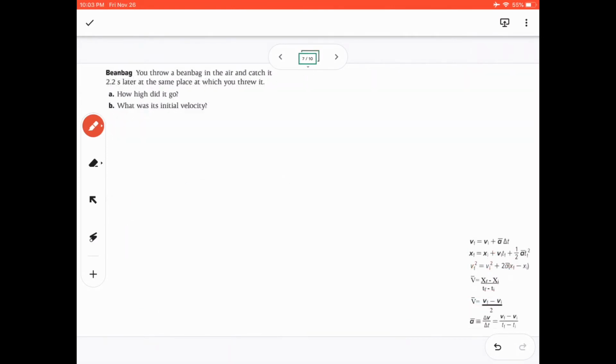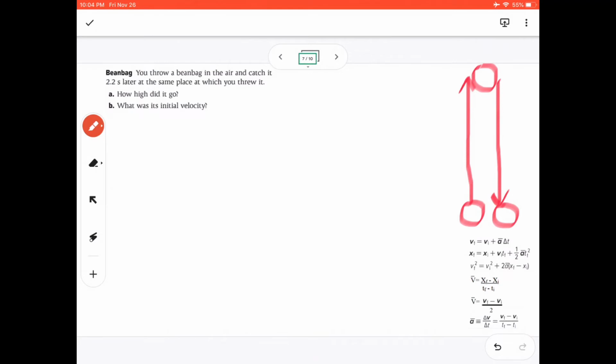Next question. You throw a beanbag in the air and catch it 2.2 seconds later at the same place at which you threw it. A. How high did it go? And B. What was its initial velocity? Okay, so here's a beanbag. You throw it up over here and it reaches this height, and then it will go back down in 2.2 seconds at the same level that you threw it.